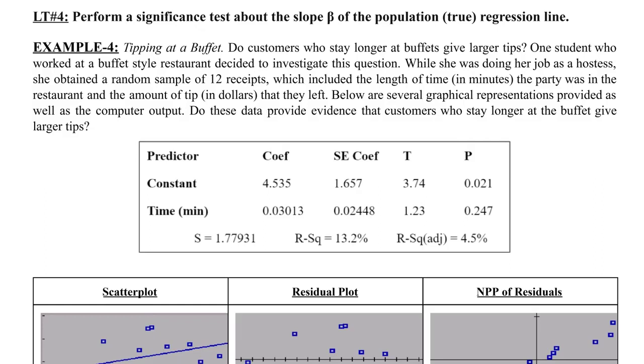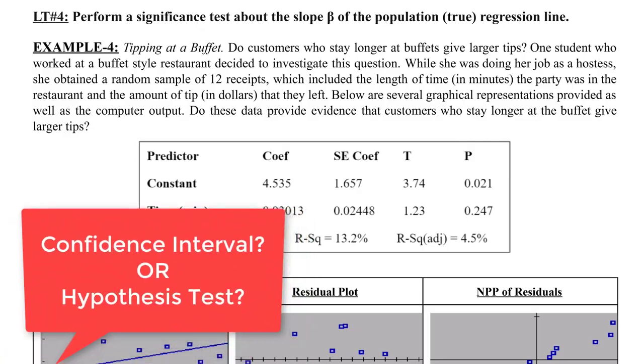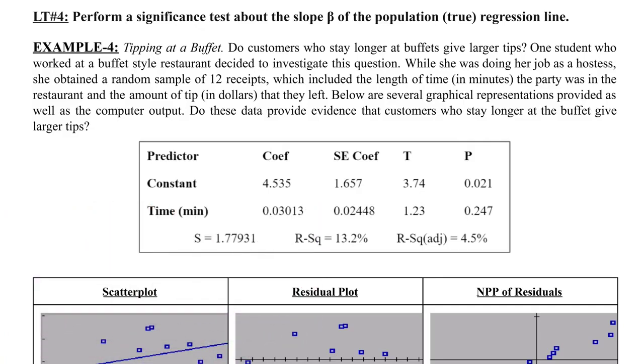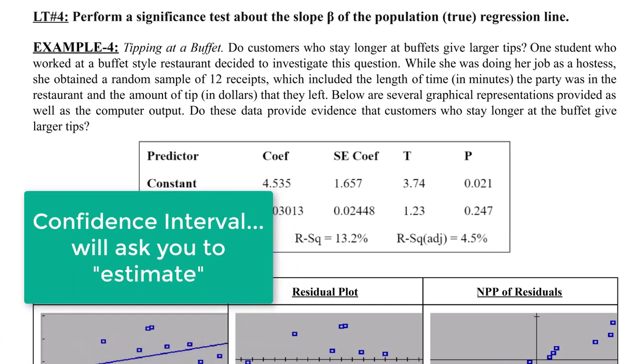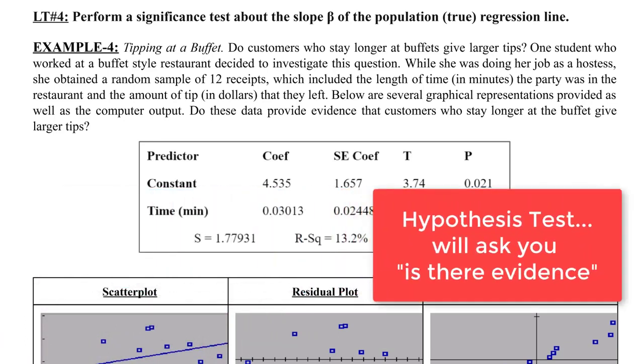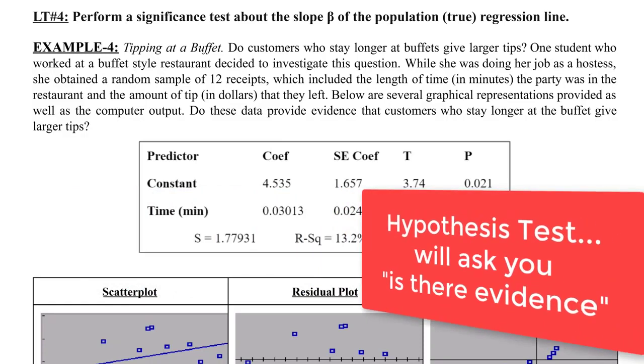Just a flashback. When we're trying to determine whether the problem is asking us to perform a confidence interval or a hypothesis test, there are some clues we look for. With a confidence interval, you're going to be asked to estimate a parameter. With a hypothesis test, like this one, they're asking if the data provides evidence of some result.